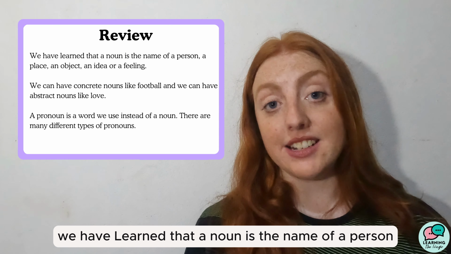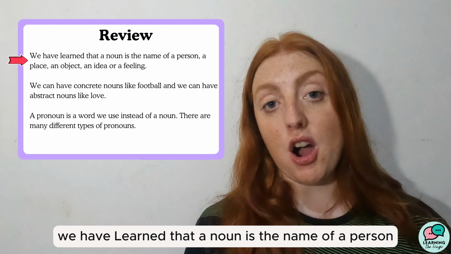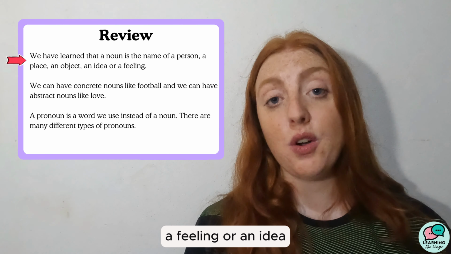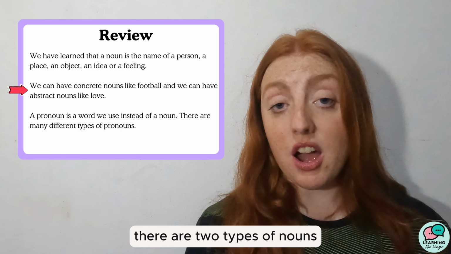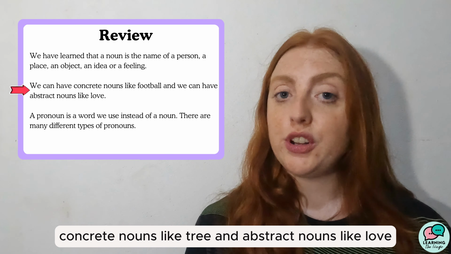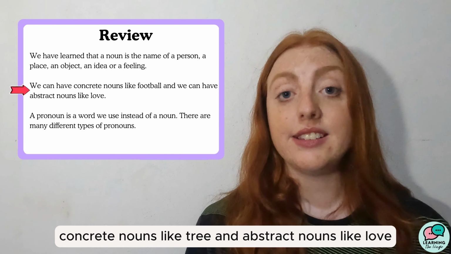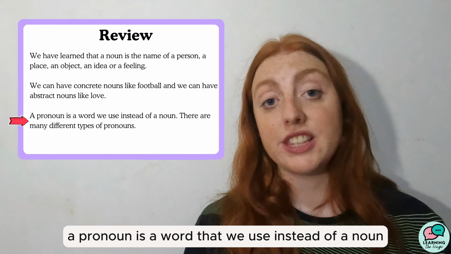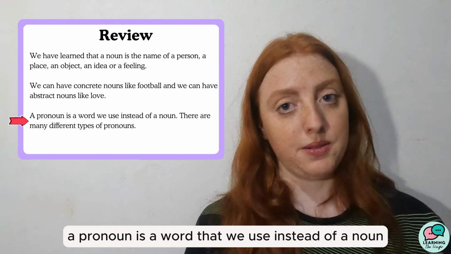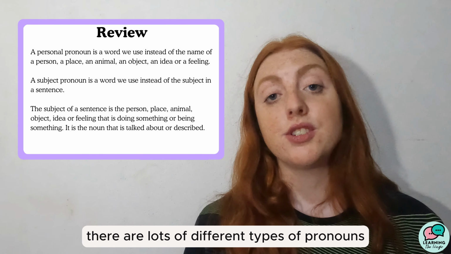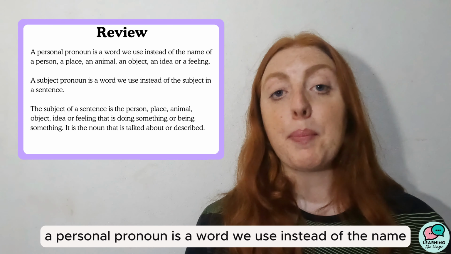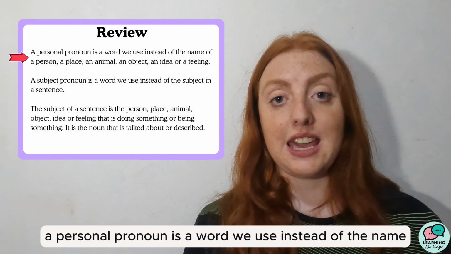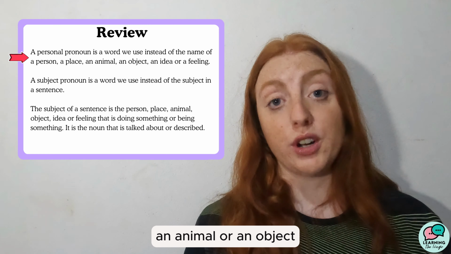We have learned that a noun is the name of a person, a place, an object, a feeling, or an idea. There are two types of nouns: concrete nouns like tree and abstract nouns like love. A pronoun is a word that we use instead of a noun. There are lots of different types of pronouns. A personal pronoun is a word we use instead of the name of a person, an animal, or an object.